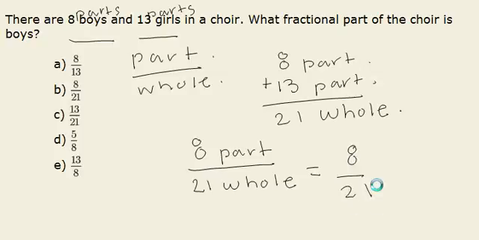So our final answer should read 8 over 21. And if we look back at our answer choices, 8 over 21 looks like it's answer choice B. So final answer will be 8 over 21, final answer B.